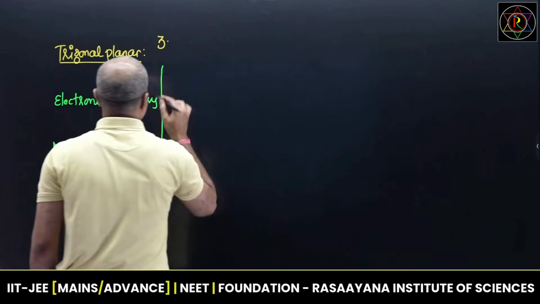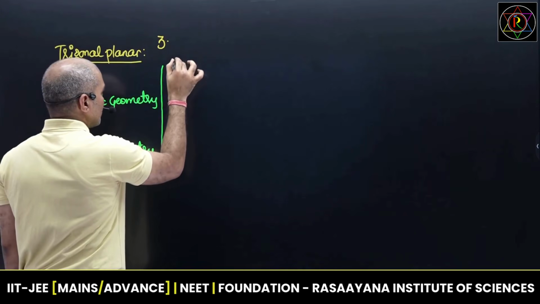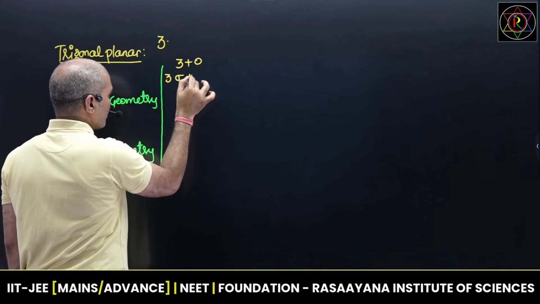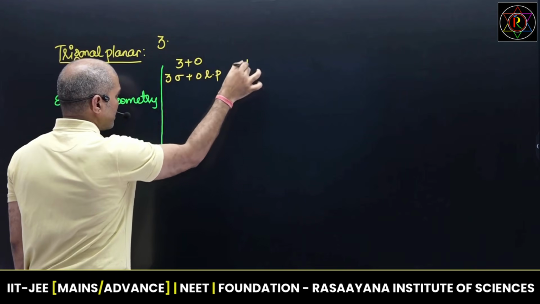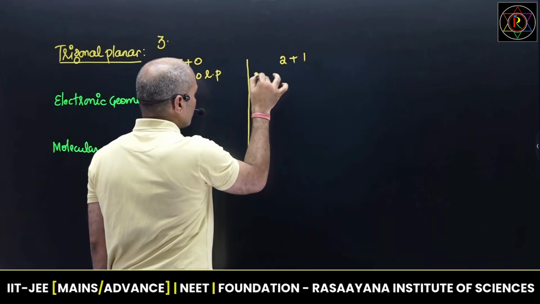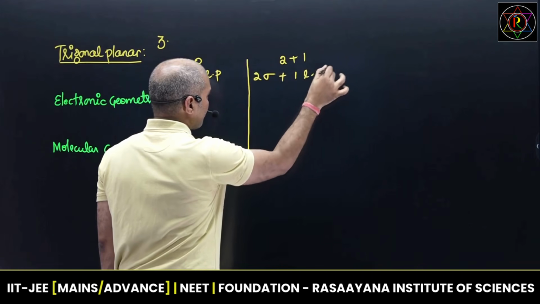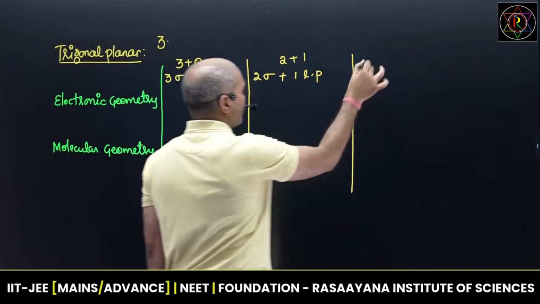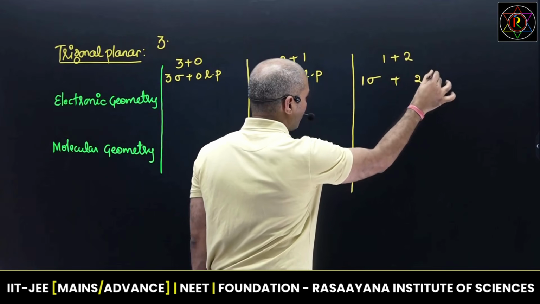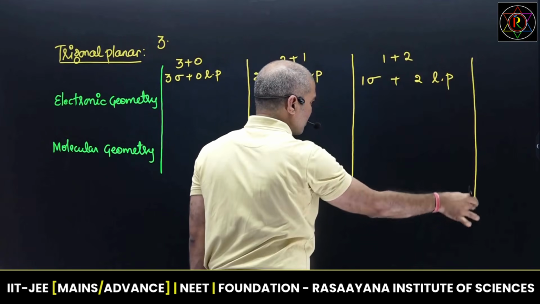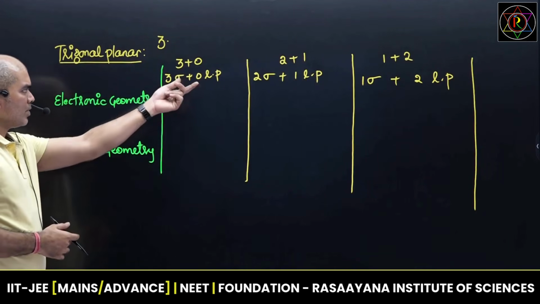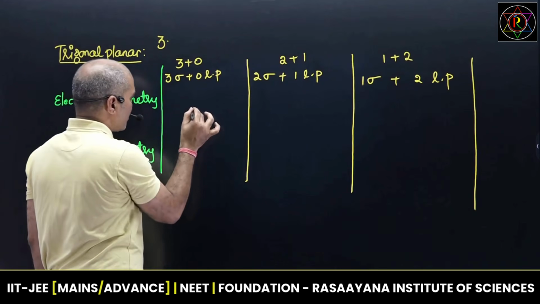So for any of these, suppose I take the 3 plus 0 combination: 3 sigma bonds, 0 lone pairs. This is one combination. Or I may take 2 plus 1, which means 2 sigma bonds and 1 lone pair. Or I may consider 1 plus 2, which is very rare, 1 sigma bond and 2 lone pairs. Altogether the steric number has to be 3. Now look at the geometries. 3 plus 0, all are sigma.